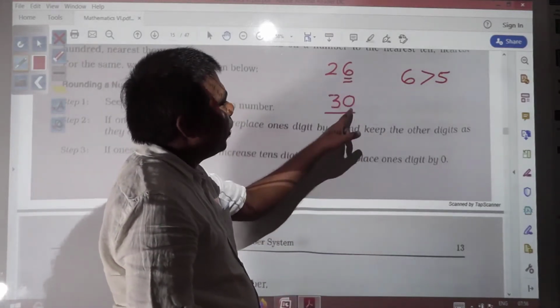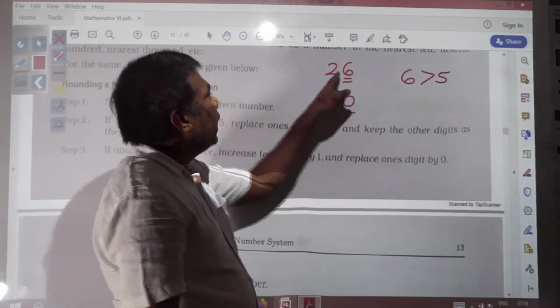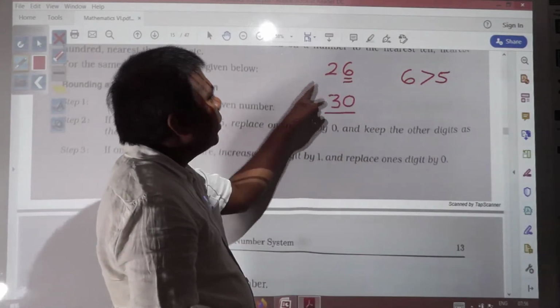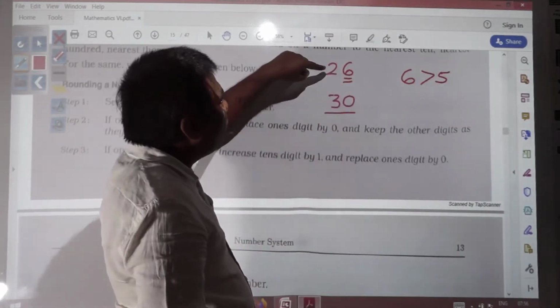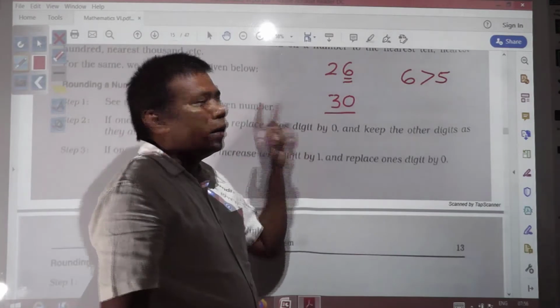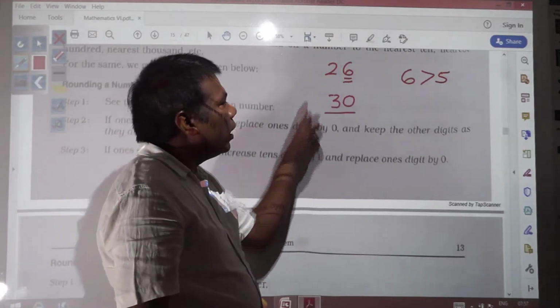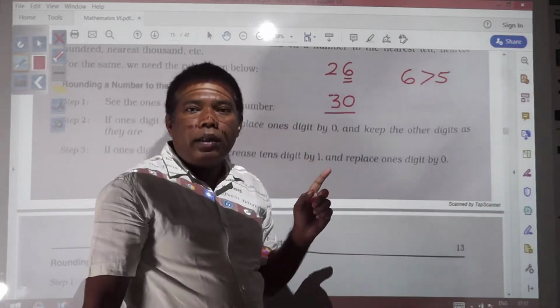The ones digit is required to be replaced by 0, and in the tens digit, whatever number you have is required to be increased by 1. So you add 1 to 2 and get 3. So finally, after rounding off, you got the number 30.